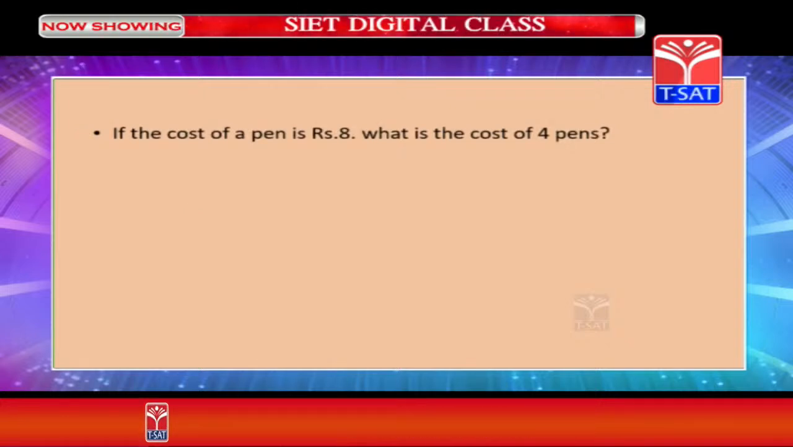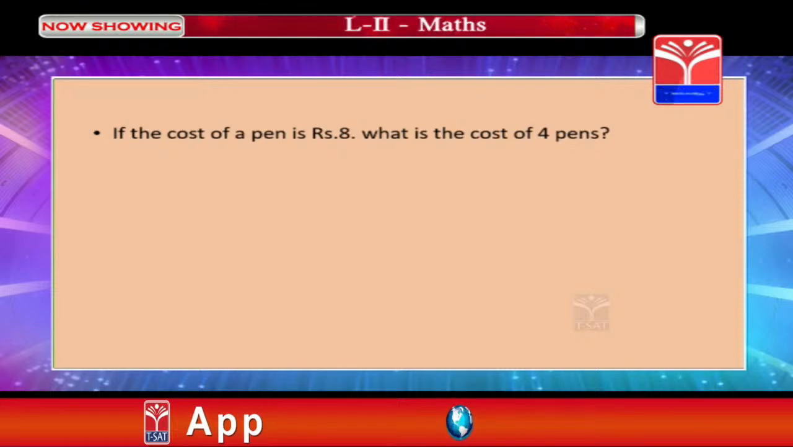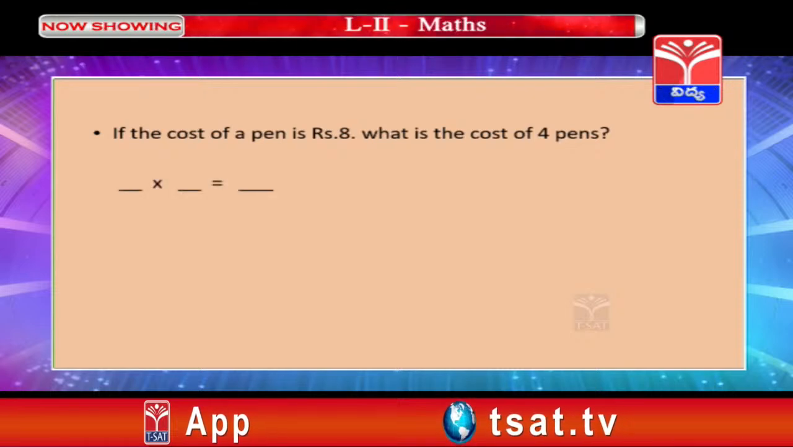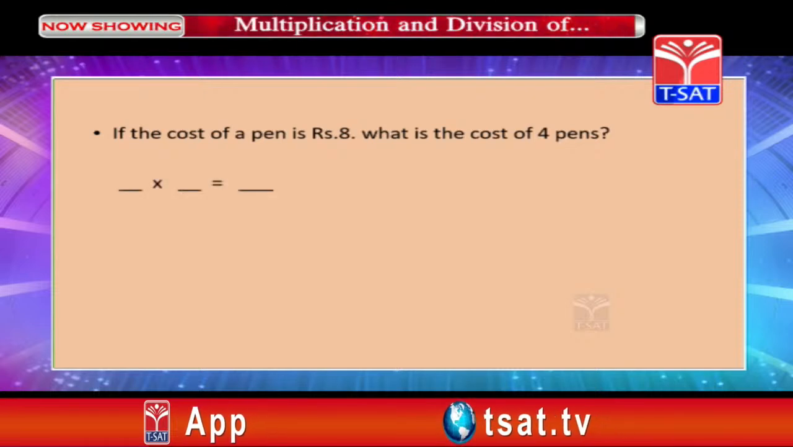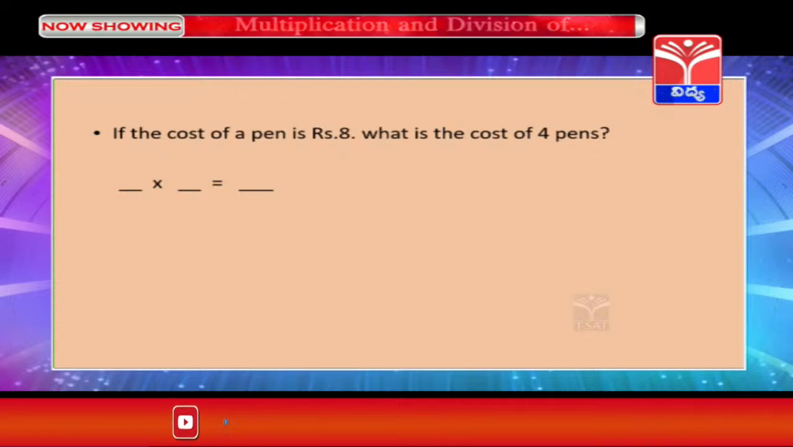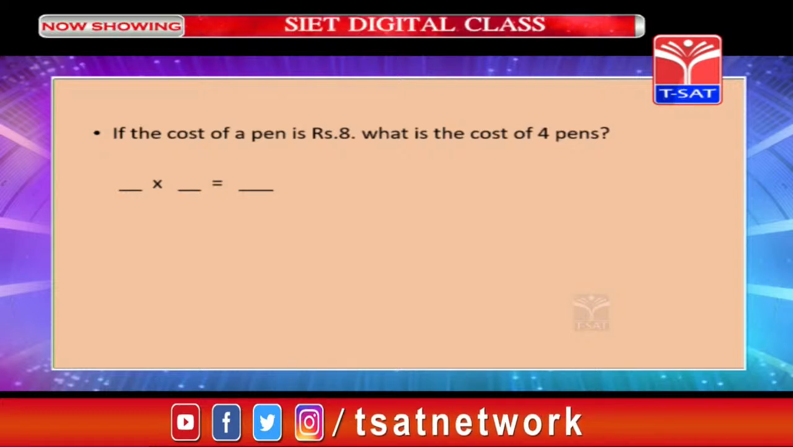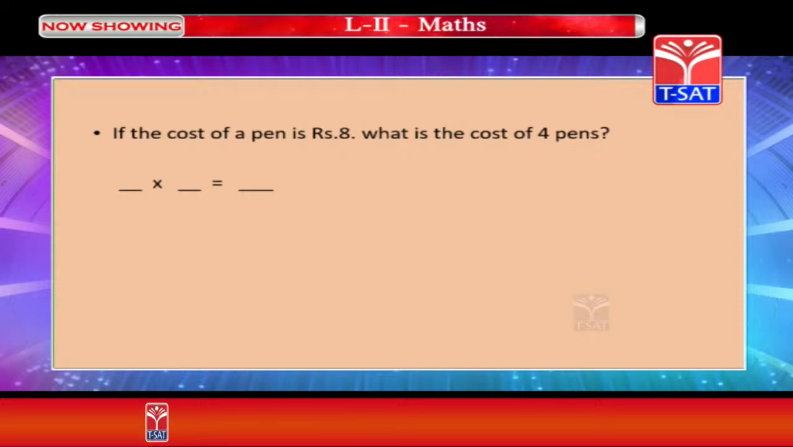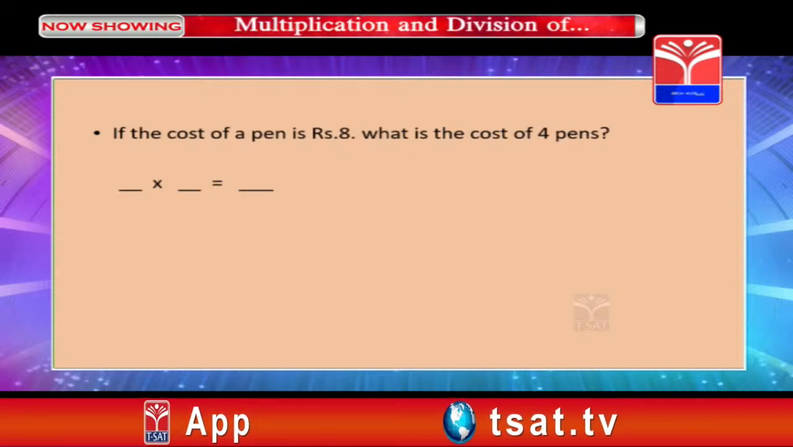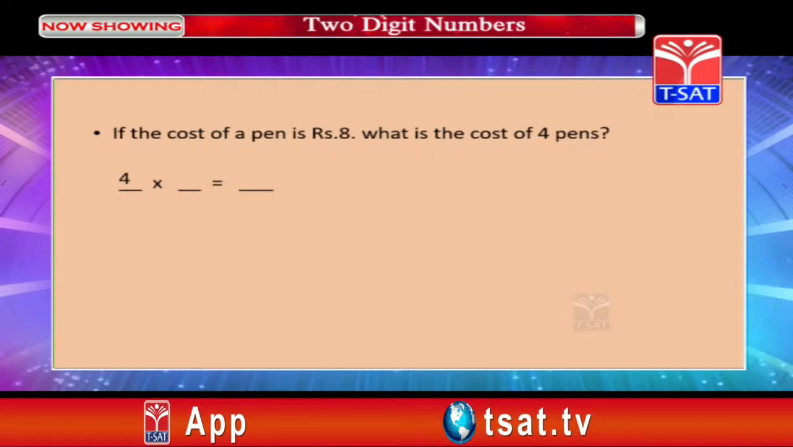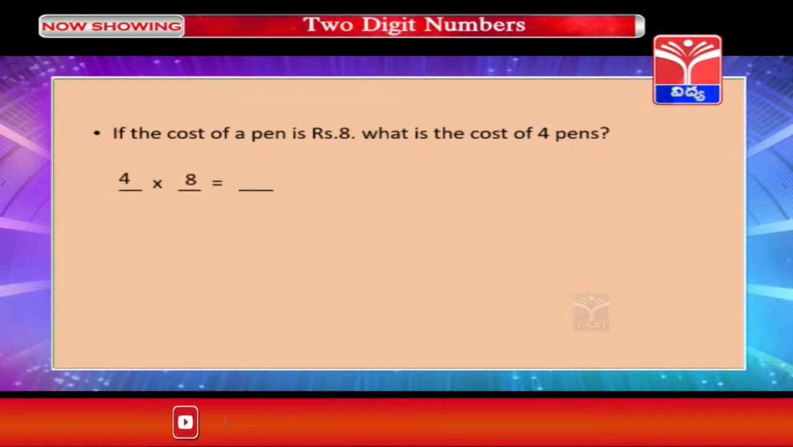If the cost of a pen is 8 rupees, what is the cost of 4 pens? See, we have the price of 1 pen and we have to find the price of more than 1 pen, that means 4 pens. So if we want to calculate for more than 1, we are using the multiplication concept. So like this, it will now be represented as 4 into 8. How?